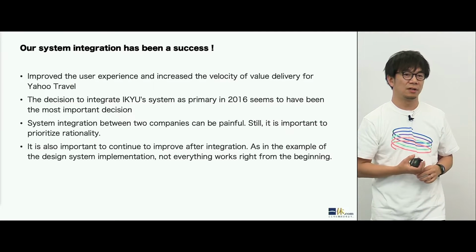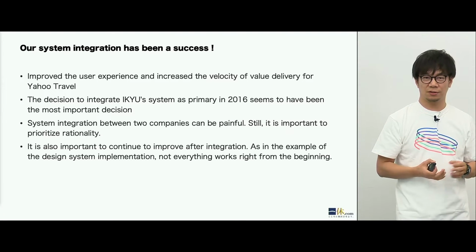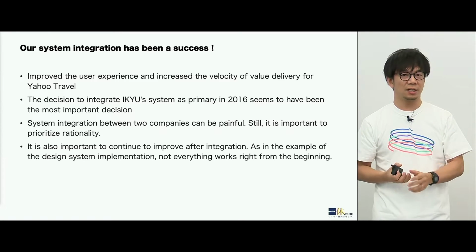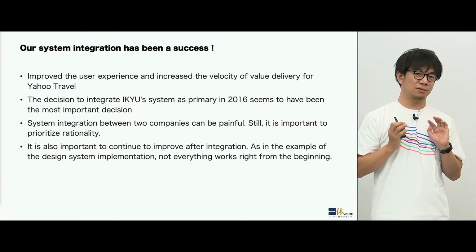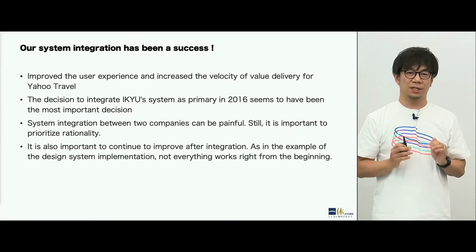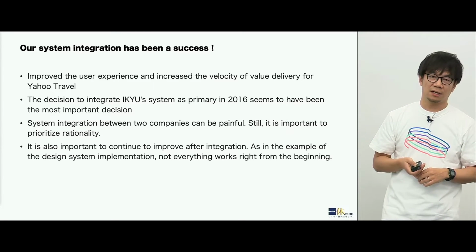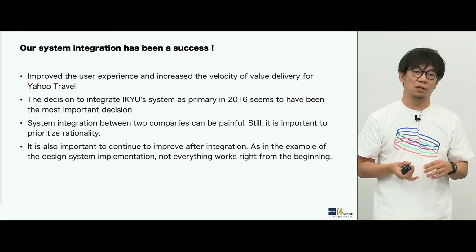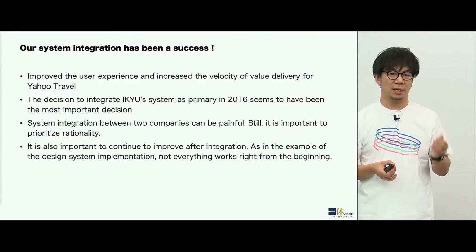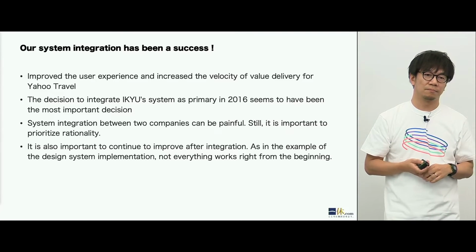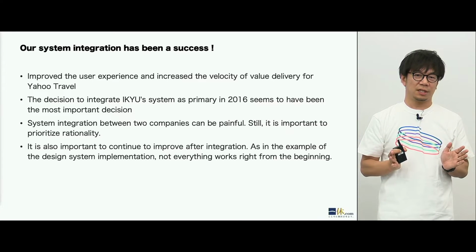In conclusion, two companies used to have different booking systems, and between 2016 and 2021, we were able to completely integrate both systems. And as a result, we review what we have done. The system integration was successful. Yahoo Japan Travel UX could be upgraded, and development efficiency was achieved, and we were able to upgrade the sites more efficiently, as I repeated before.